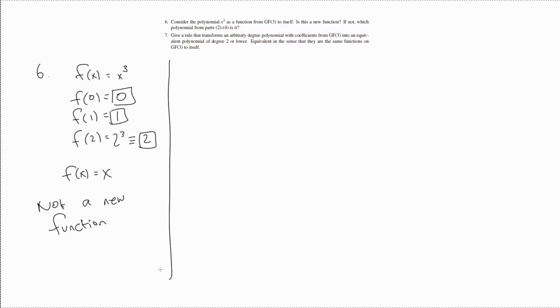Now in general, we can transform a polynomial of degree greater than or equal to 3 to an equivalent polynomial of degree at most 2. And we can do this using Fermat's little theorem. The statement of the theorem tells us that a to the p is congruent to a modulo p if p is a prime.